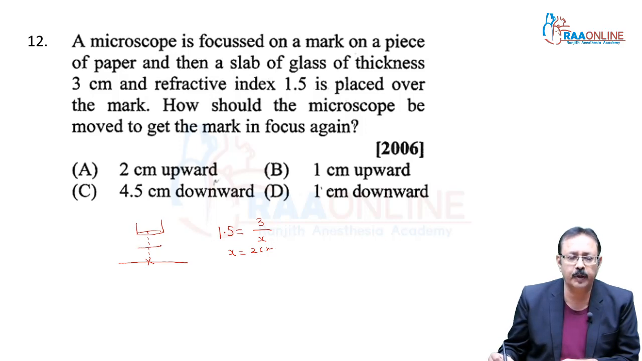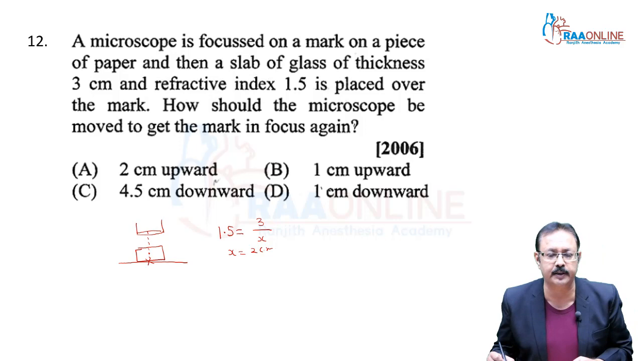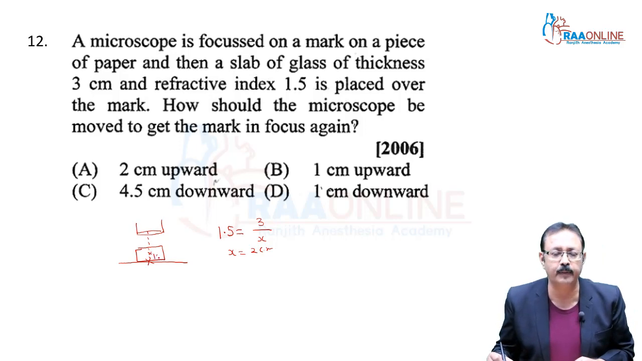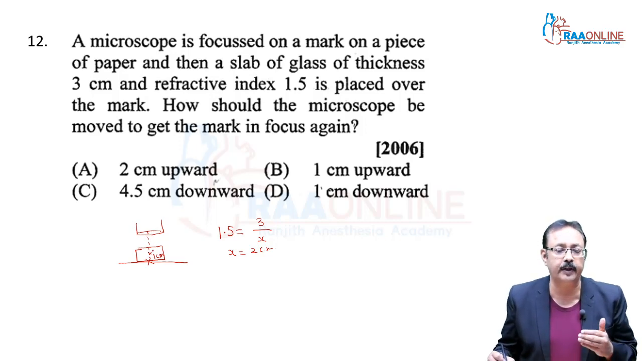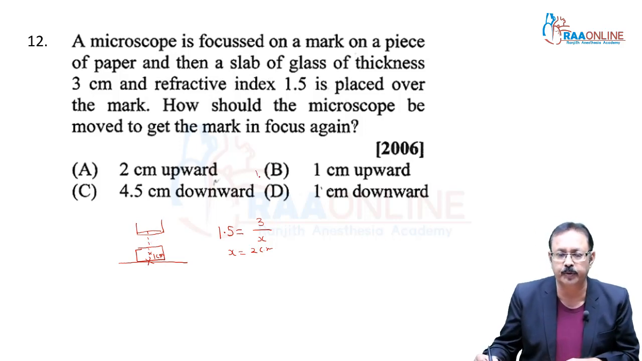So x is 2 centimeter. If you put a glass slab of thickness 3 centimeter, it will appear at 2 centimeter, which means its image will move in the upward direction by 1 centimeter. So again, to take it in focus, you have to move your microscope upward by 1 centimeter. So we will go with option B.